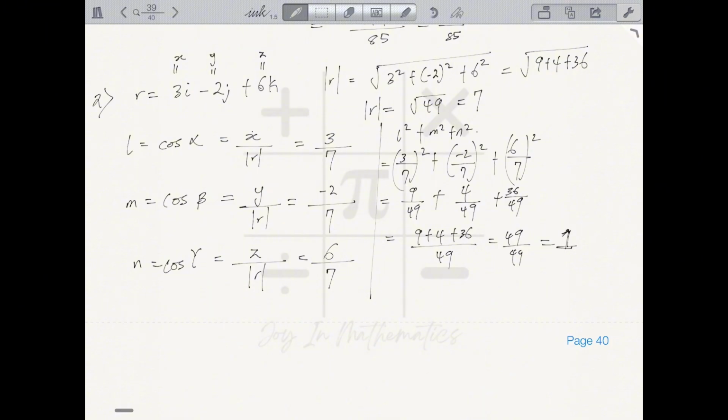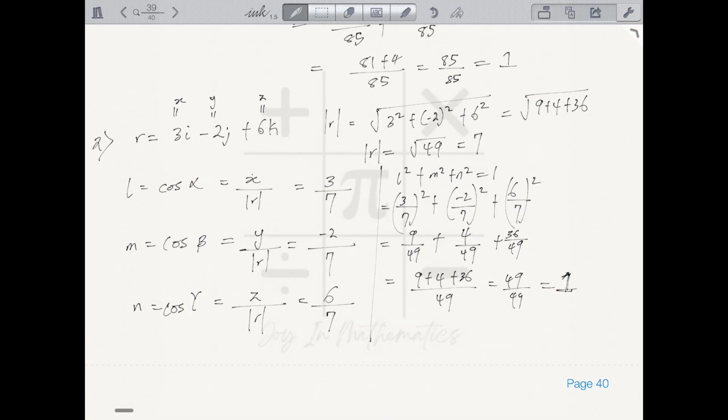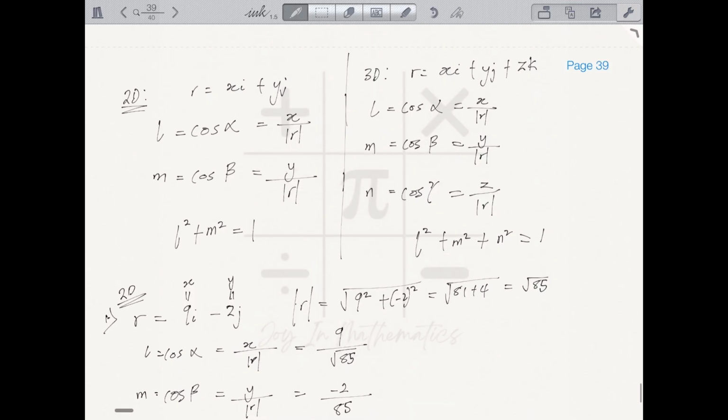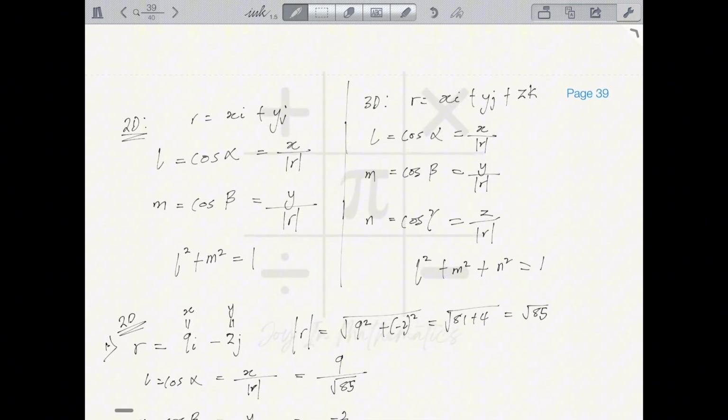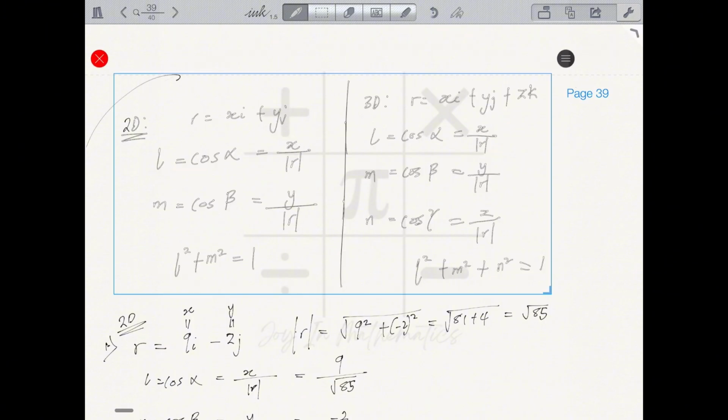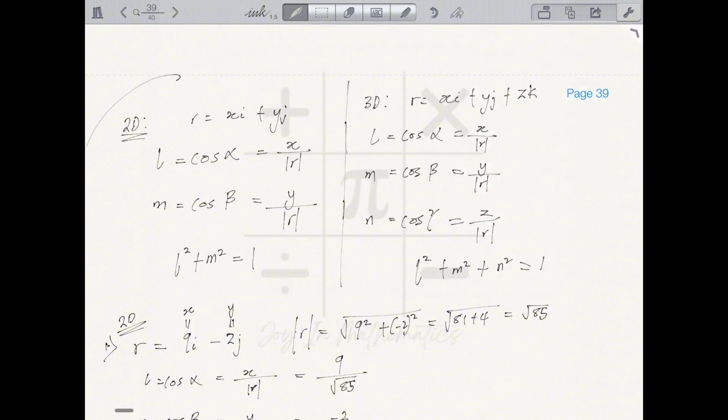Now, we have evaluated direction cosine with a 3-dimension vector and also a 2-dimension vector, and this is the summary of it. Now in the next lesson video, we'll have an exercise to ensure that we have understanding regarding this concept of direction cosine.